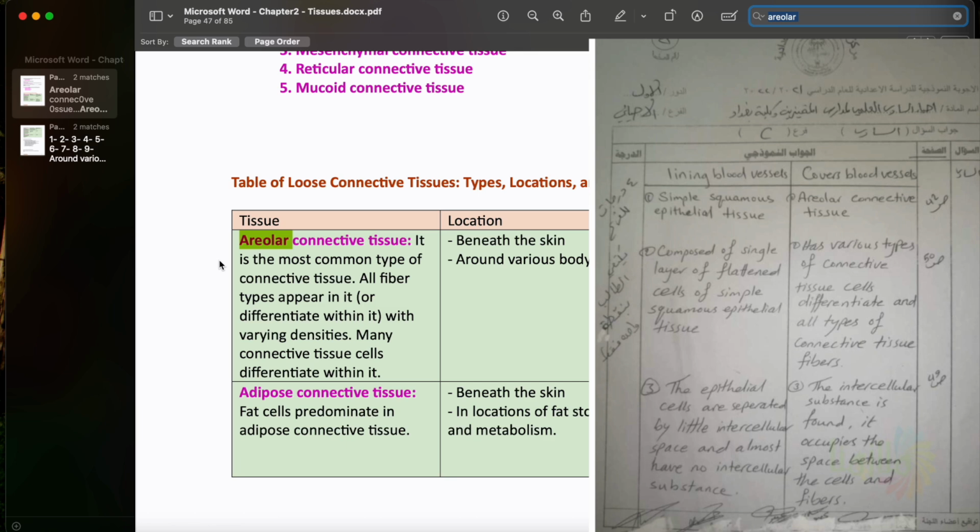Okay, so here's the refined version of the text, which basically conveyed the same message. And also, the final comparison point, we're going to say that the epithelial cells are separated by little intercellular space and almost have no intercellular substance. Meanwhile, here, because it is considered a connective tissue, the intercellular substance is found, and it occupies the space between the cells and the fibers.